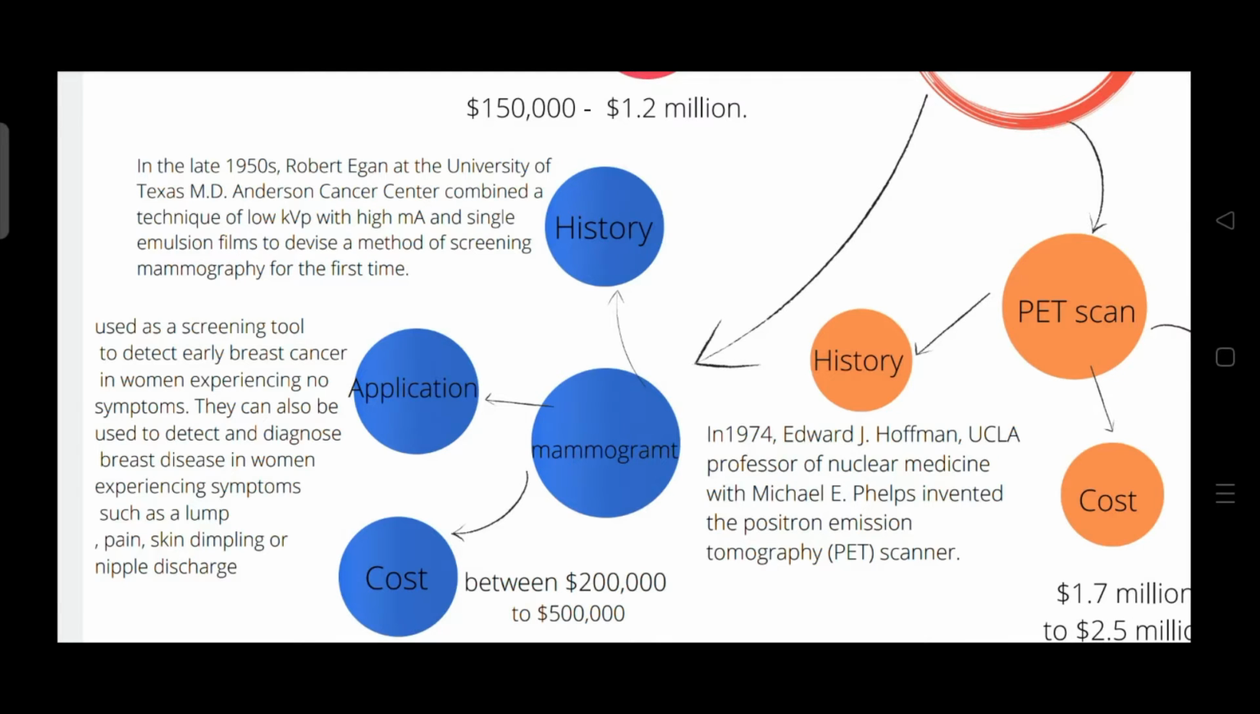Mammogram. The history of mammogram. In the late 1950s, Robert Egan at the University of Texas MD Anderson Cancer Center combined a technique of low kVp with high mA and single emulsion film to devise a method of screening mammography for the first time.